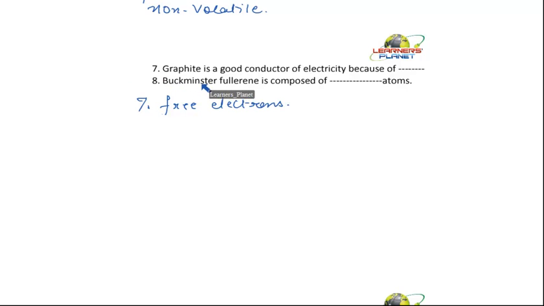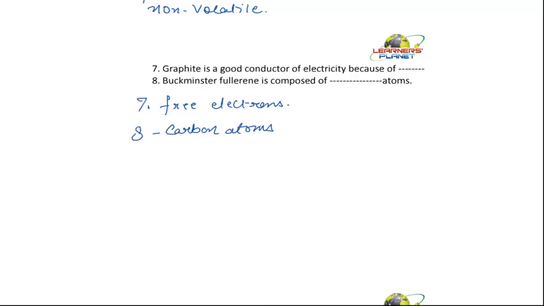Fine. Now what is our next question? Buckminster fullerene is composed of dash atoms. So what type of atoms are present in Buckminster fullerene? This Buckminster fullerene is an allotrope of carbon. So what type of atoms is it composed of? Carbon. Okay. So it is composed of carbon atoms.